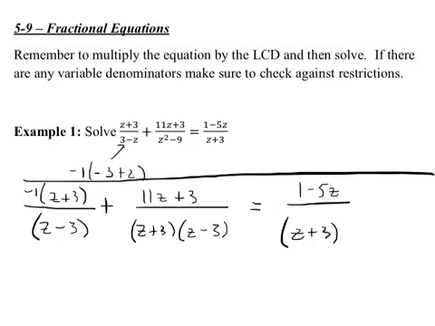Now, what's the LCD at this point, Joe? Yeah. Z plus 3, z minus 3 is the LCD. Because clearly, if that's the LCD, everything is contained. Z plus 3 is there. Z minus 3 is there. Z plus 3, z minus 3 is right there. So let's make the LCD just that.